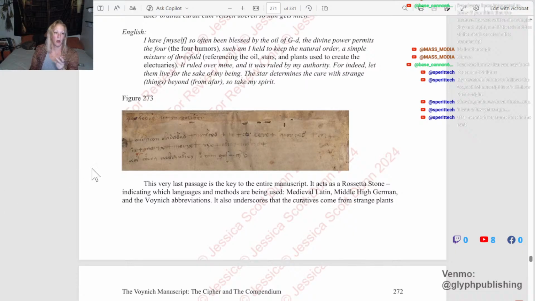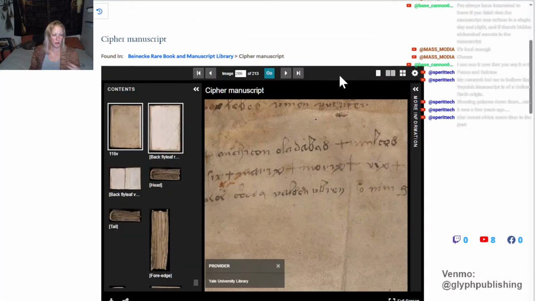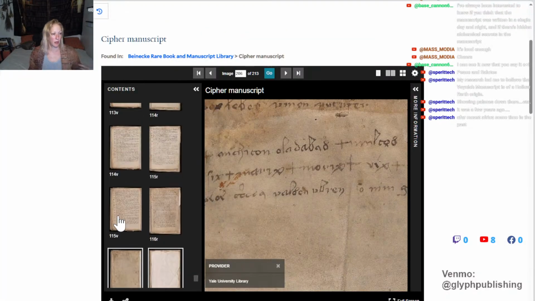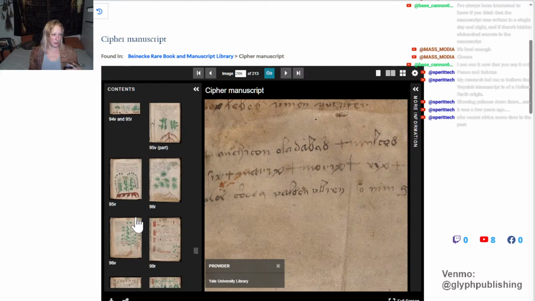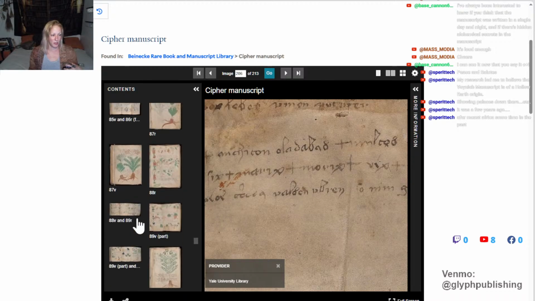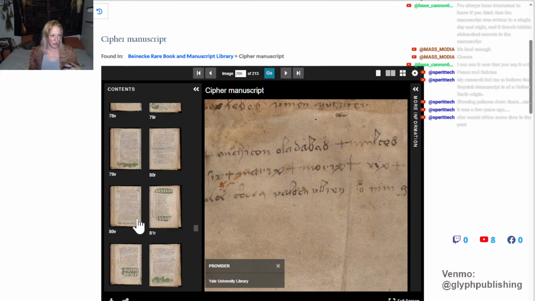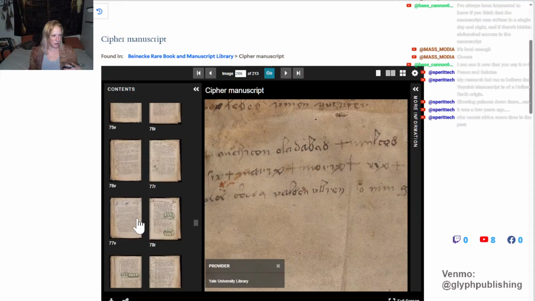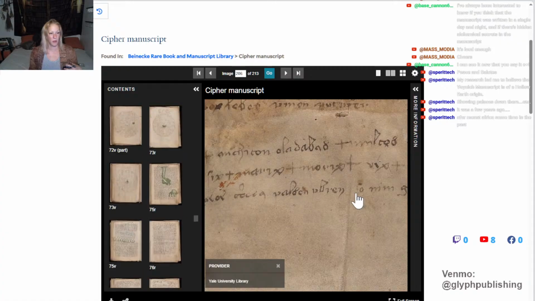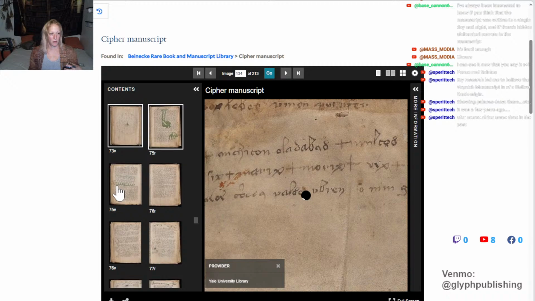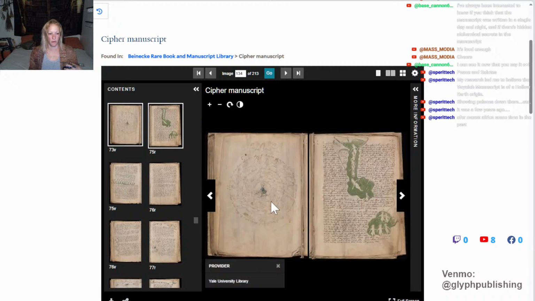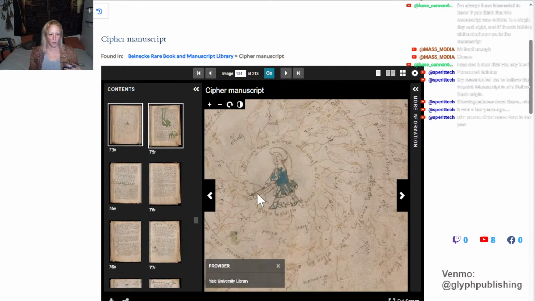Also, there is another indication of a Swiss German origin on Folio 73 verso, 73V. And that is a piece of artwork. It's art that indicates this. This is the zodiac sign for November, and it's the archer.